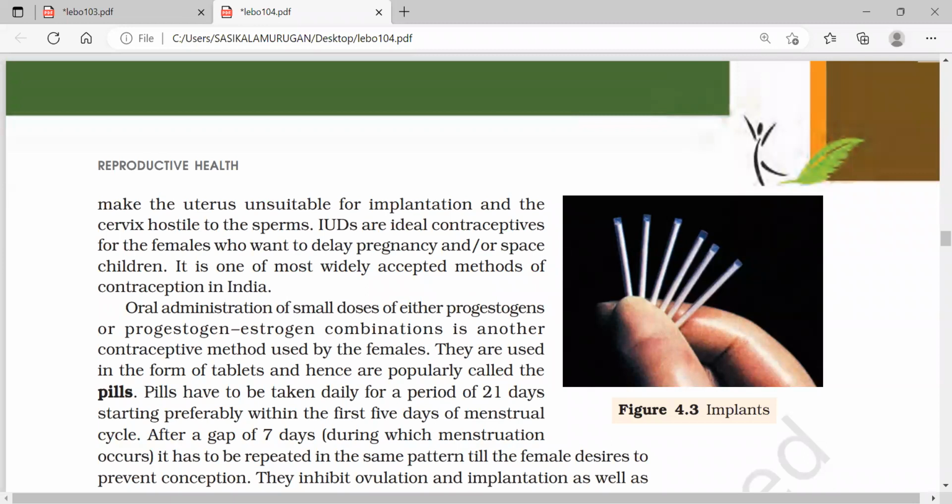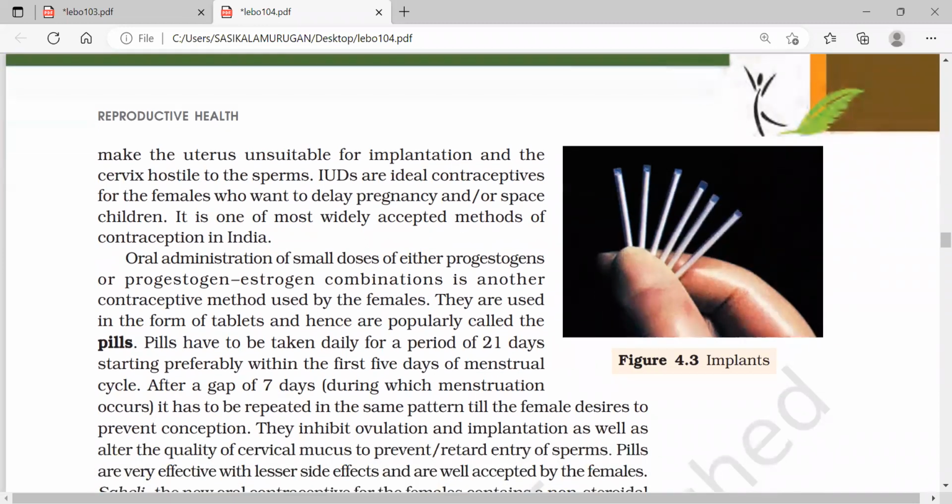Okay, so these are the most widely accepted method of contraception in India. We can expect a question: which is the widely accepted method of contraception in India? It is IUDs, intrauterine devices. And it's all about the devices.